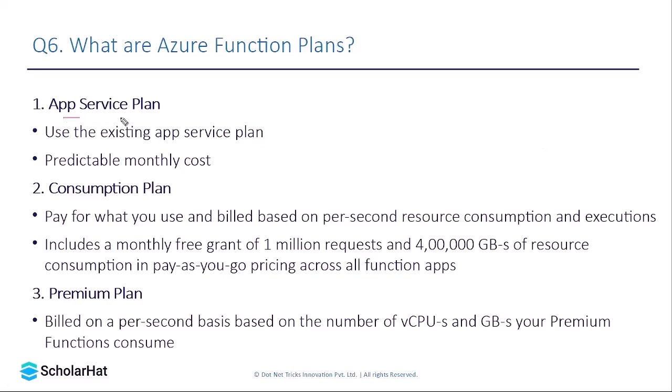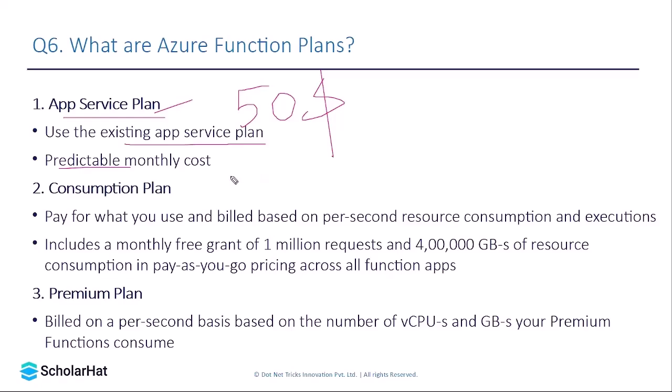When you talk about the app service plan, it simply relies on the existing app service plan, and it has a predictable monthly cost. As you know, if you're using an app service plan, you are not supposed to pay on a pay-per-use basis. You will be charged a fixed amount every month. Let's say $50 in this case. So you have to pay $50 every month if you are using an app service plan.